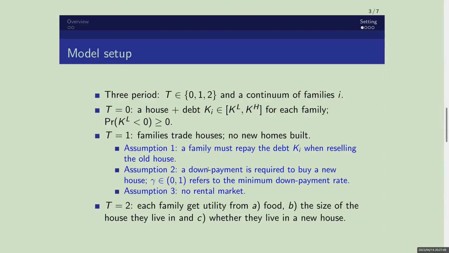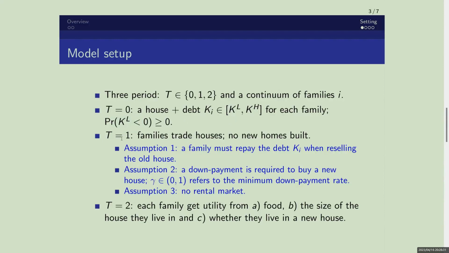And here comes the model setup. There are basically three periods in this model: 0, 1, and 2. And there is a continuum of families. At t equals 0, each family has a house as well as a debt, k, in this interval, where the minimum k_L can be negative, sorry, meaning that each family can have positive assets.